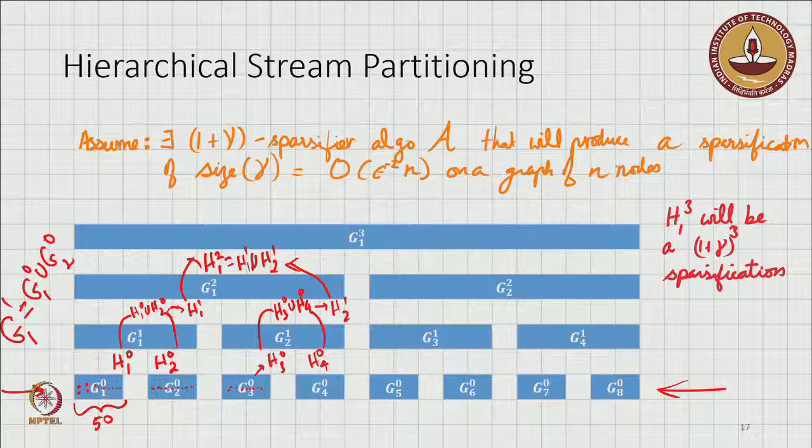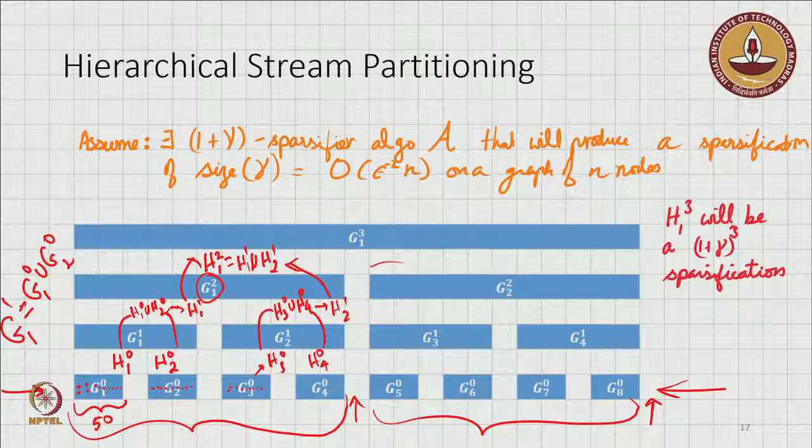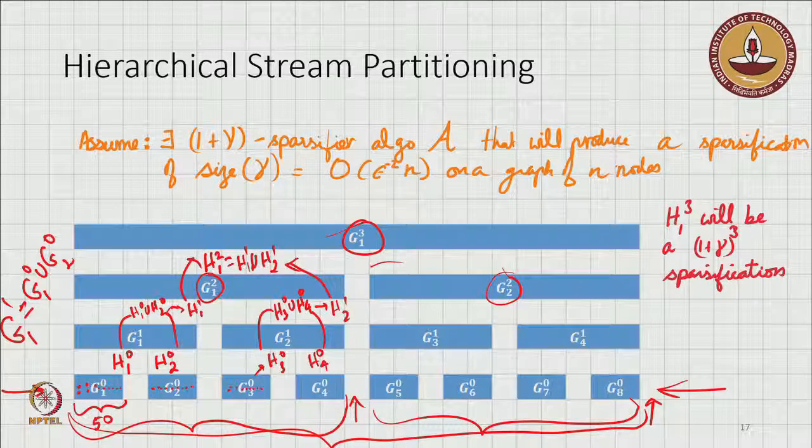So, at this point in time when the stream has reached this point, we have basically constructed the sparsification for all of these edges, which is represented by this G12. We continue, and when we reach this point, we would have computed the sparsification for all of these edges as well, which is represented by G22, and then we can put those two together and essentially find the sparsification for the entire set, which is represented by G13.